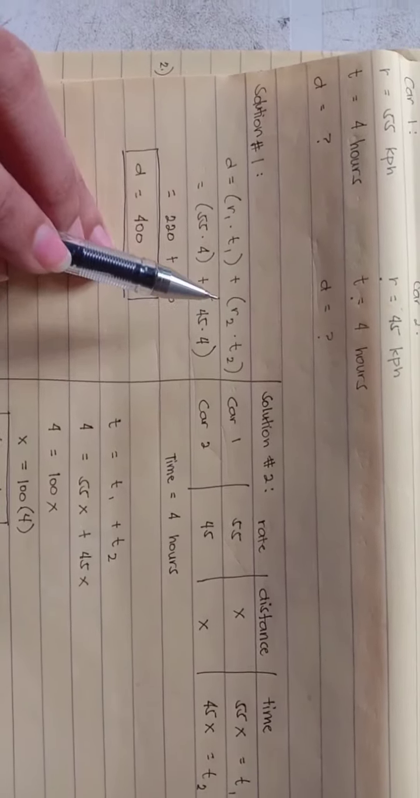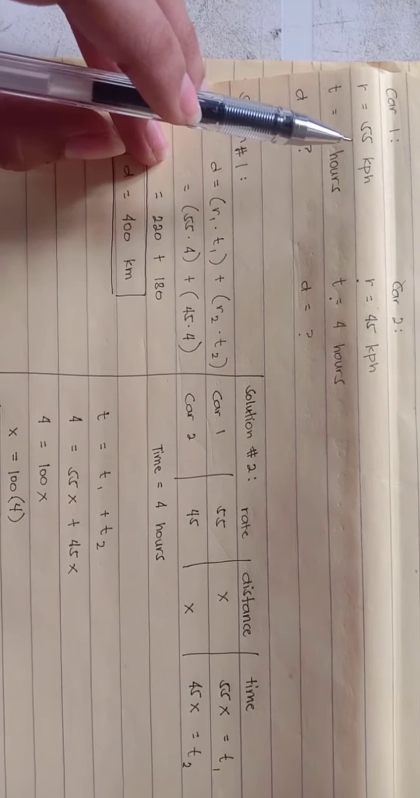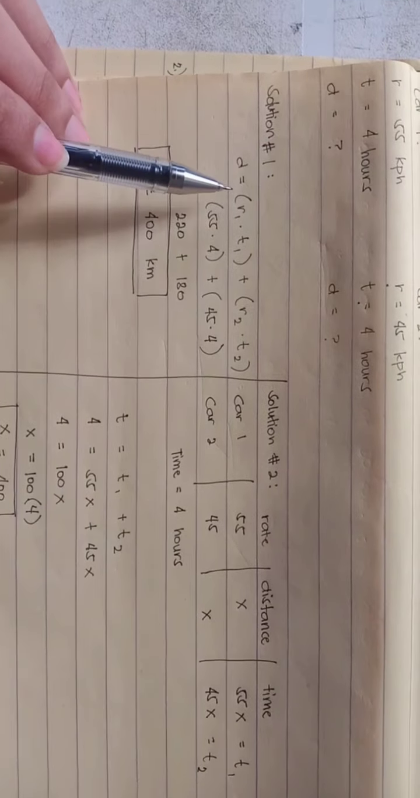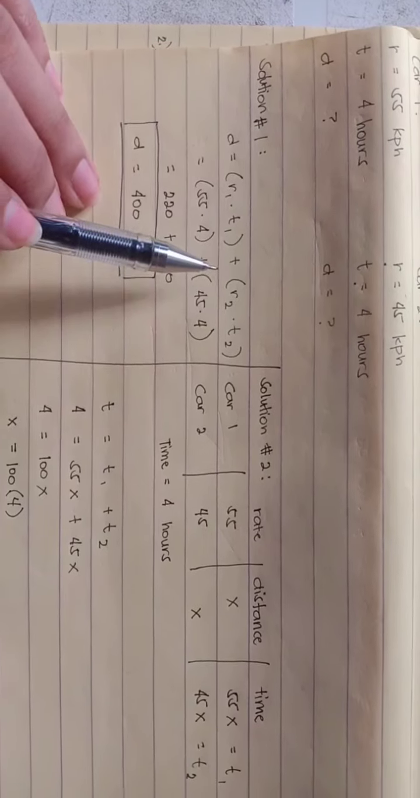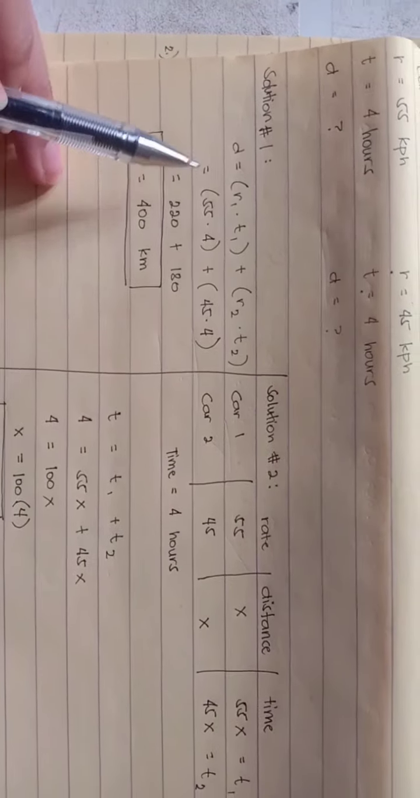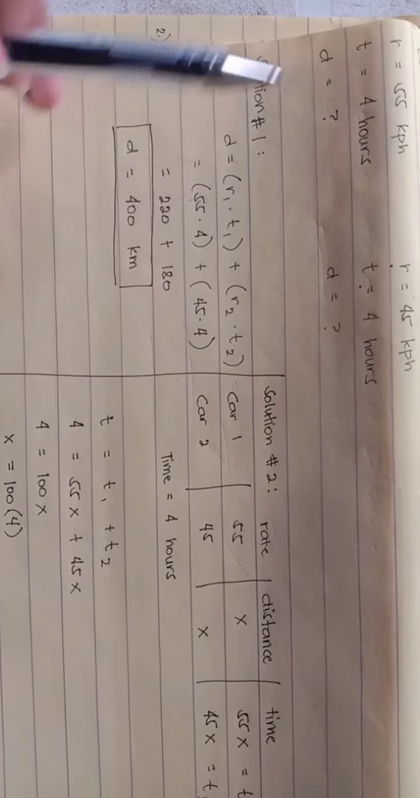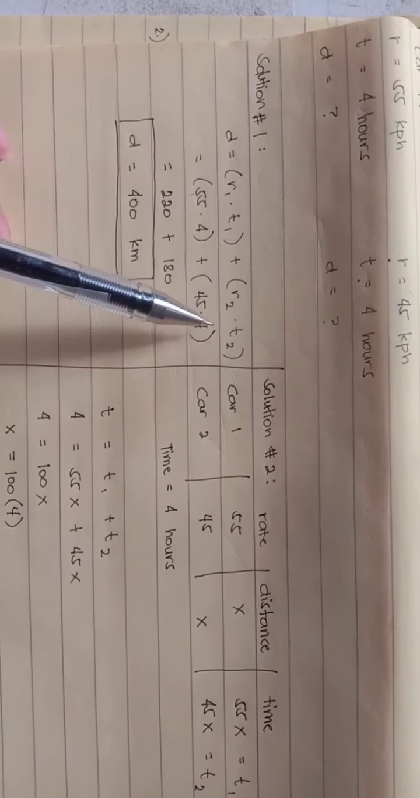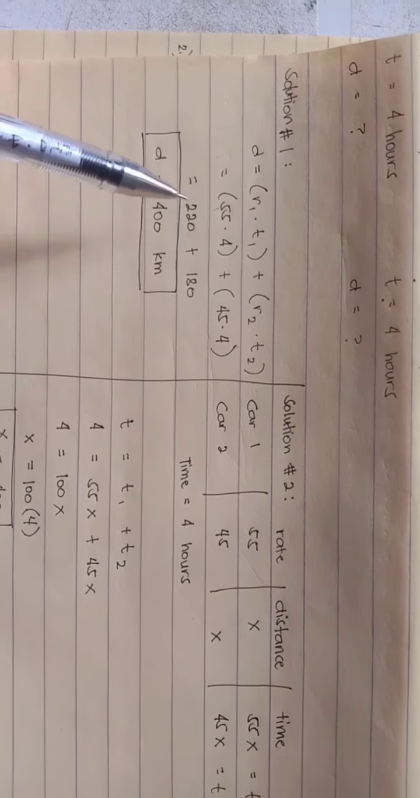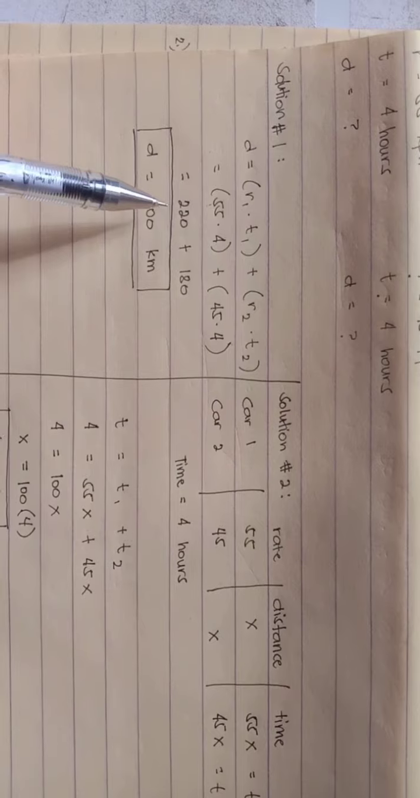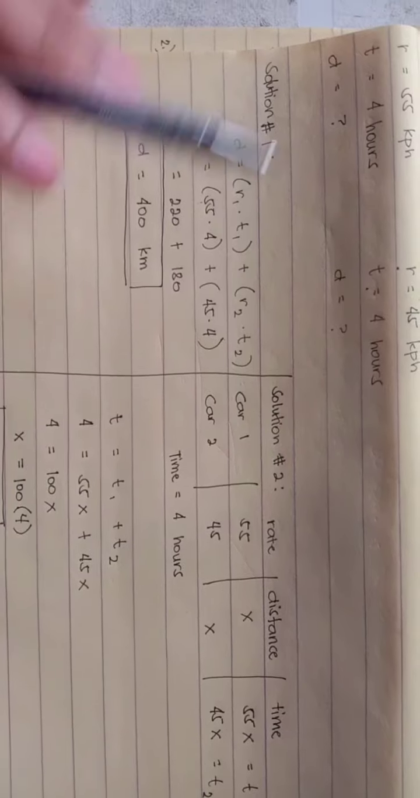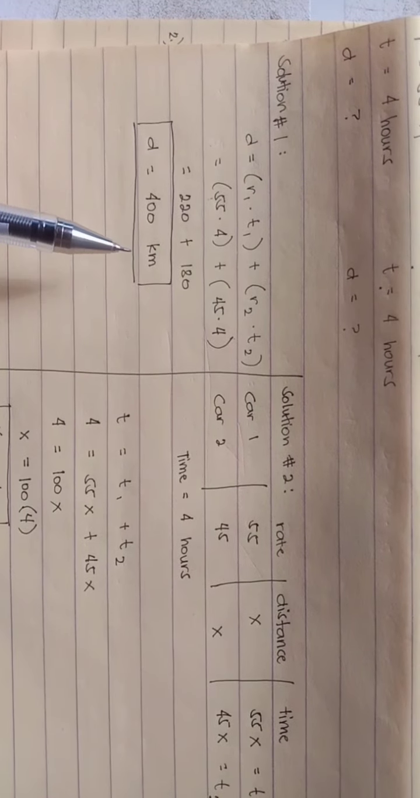Parehas lang man gihapon, so we just plus, okay? So isipon ka na lang na this is R1, R2, T1, T2. Distance equals R1 times T1 plus R2 times T2, equals, ang R1 ta is 55, of course, times time 4 hours. The R2 is 45 times T, 4 hours, okay? And then equals 55 times 4, 220, and 45 times 4 is 180. So 220 plus 180 equals 400 kilometers. So the distance nga kung ano kalayo ang duha ka car, it is 400 kilometers.